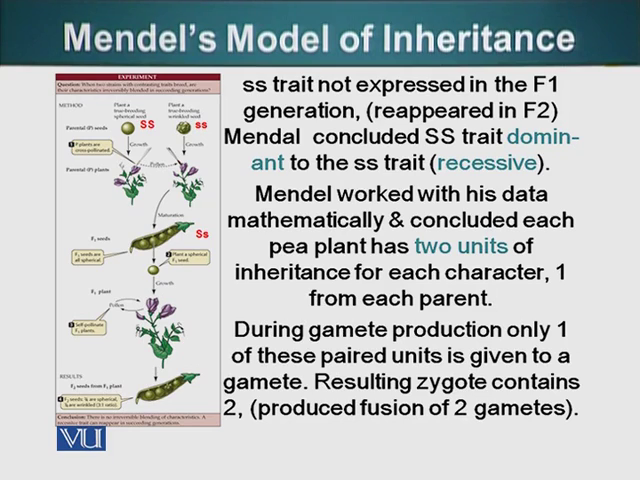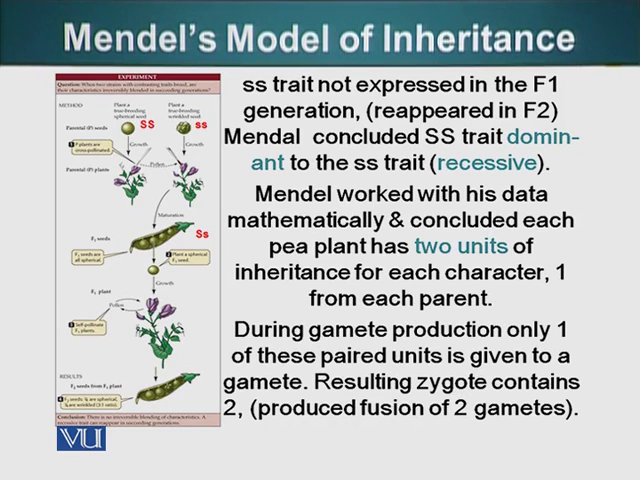Here on the screen, you can see that if we interpret this data by this formula, and we say the spherical seed trait is the capital S, then the parent, or P1, the spherical seed plant, we can say had 2 particles. Remember, we don't know that these were the genes at that time. 2 particles of capital S. The wrinkled state is the small s, so the wrinkled seed plant had 2 small s's.